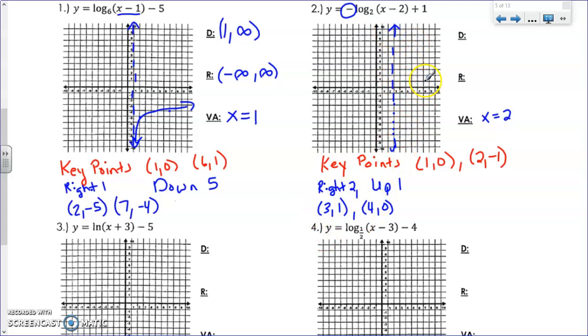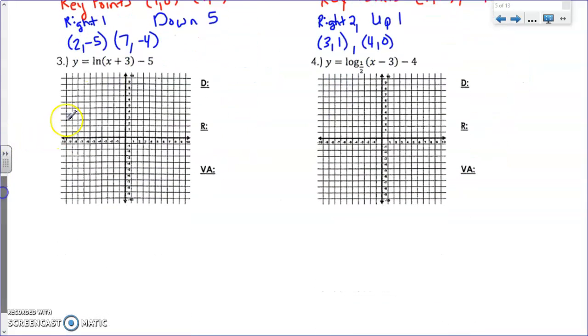And then our point 3, 1. Oh, hold on. Excuse me. I couldn't see there. Let's move it over. Now we're good. 3, 1. And then 4, 0. So now, notice how it went low to high. Since it's reflected, it's going to go high to low. Our domain, again, is here at 1, and it's going to infinity, and our range is negative infinity to positive infinity. Okay, let's do one more together, and then I'll let you practice.